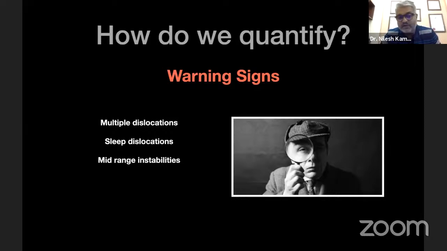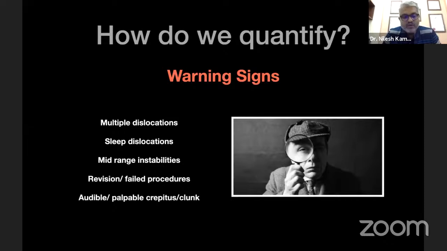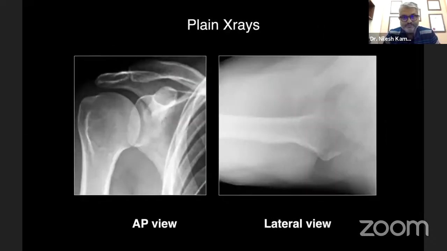Here you're doing it at around 45-degree abduction and look for a sense of apprehension. In cases of failed procedure which are up for revision, why did the primary procedure fail? And that's when you need to contemplate bone loss. And on clinical examination, if there is an audible or palpable crepitus or clunk, that is a no-brainer that you're probably looking at bone loss.